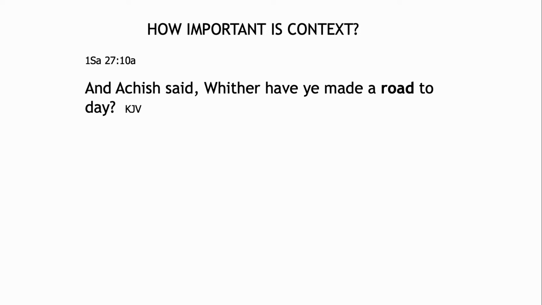I think everybody would understand that today road means a path or a street or a way. And so that's the question he asked David: "Whither have you made a road today?" Now this is an illustration of how important context is to get the meaning of the word. So let's go to the next slide and we'll get some context.